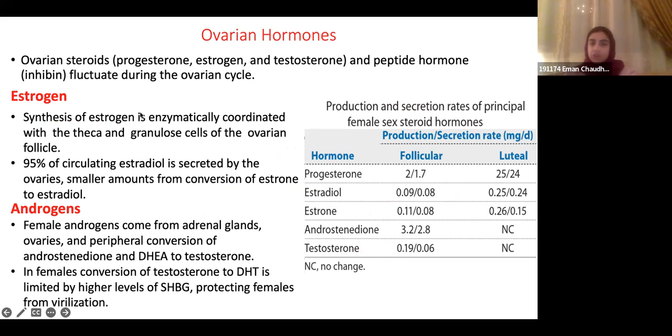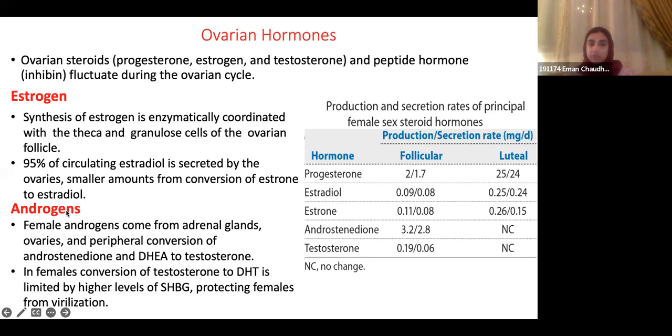So estrogen is made enzymatically, again, by aromatase and other things in the granulosa cells and the theca cells, because the theca cells are making androstenedione, which is then going to the granulosa cells, which are turning it into estradiol, estrone, and estrogen, right? 95% of it, again, is made by the ovaries. A small amount is converted by your adipose tissue, that's estrone, estradiol, and then some of it is made by your adrenal cortex, okay? And you have your androgens. So again, your ovaries are making your androgens as well as your adrenal cortex. That's all you have to know from this slide.